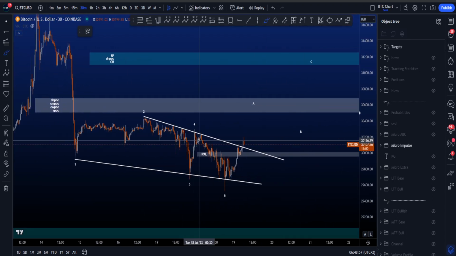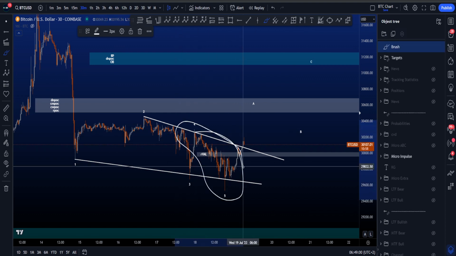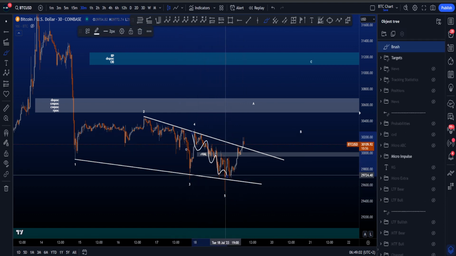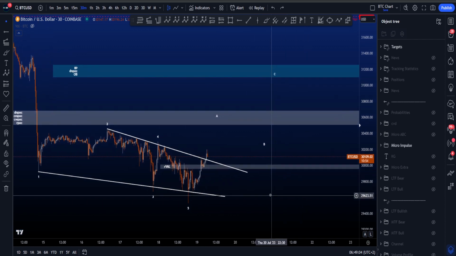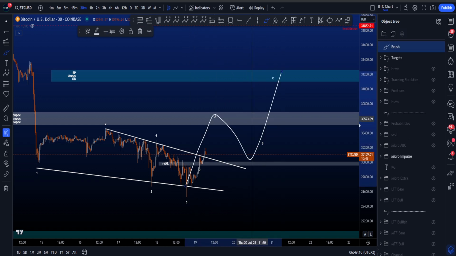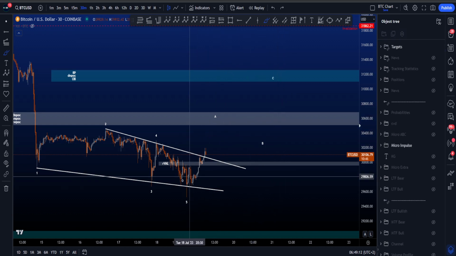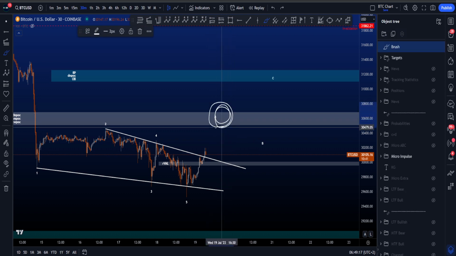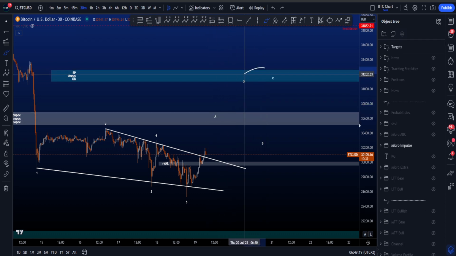Again, it is very difficult to count all of these structures in detail, but because of all the overlap, you can imagine there are 3-wave structures in there. And now we are looking for a 3-wave structure to the upside, potentially an ABC or a WXY. That is yet to be seen, but we are looking for upside, where the white target box is at least a minimum target, and the blue target box might be reached to the upside.